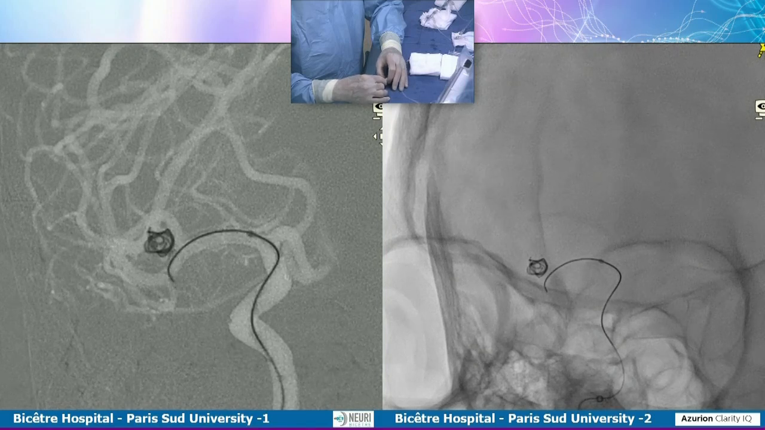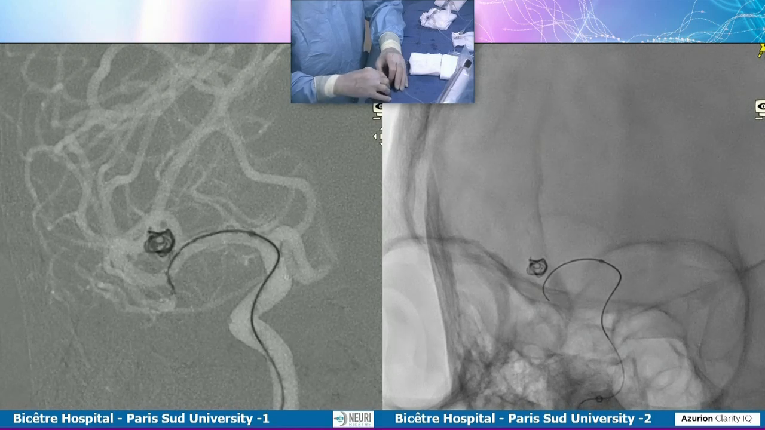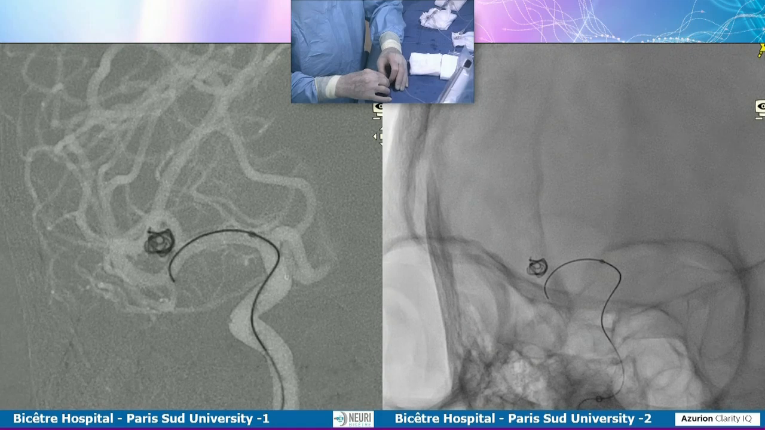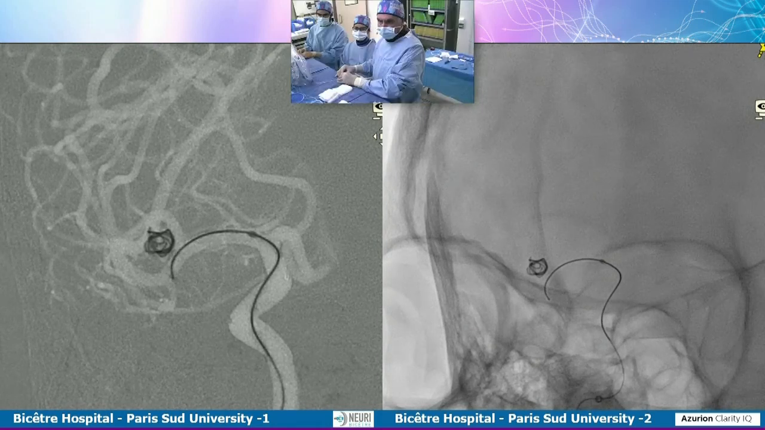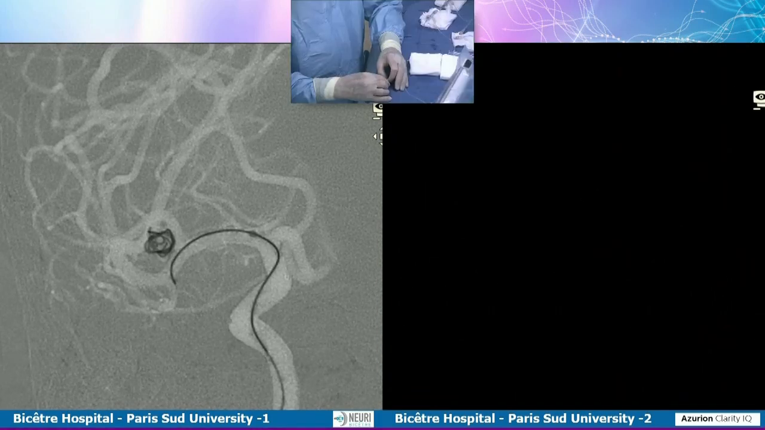Laurent, can the panel ask a question or not? Yes, please. I have one question, because I fully understand what Jacques was doing with a balloon to check the collateral circulation. But in that case, the neck of the aneurysm is on the upper branch. So where is the logic of not putting the flow diverter in the upper branch?